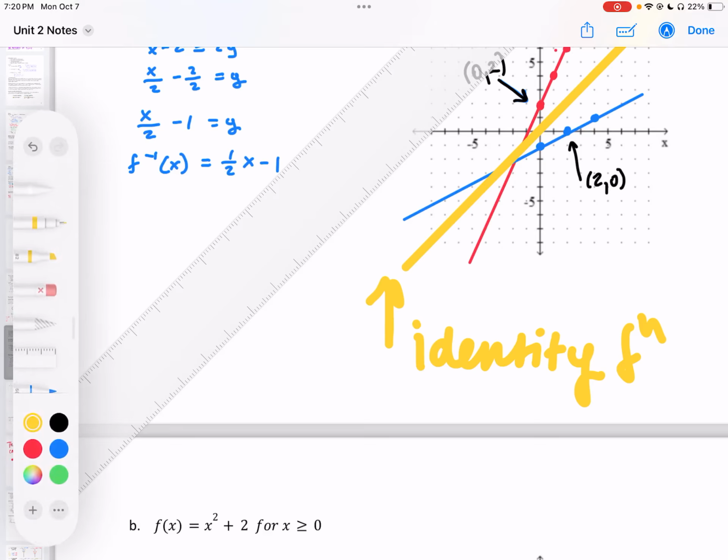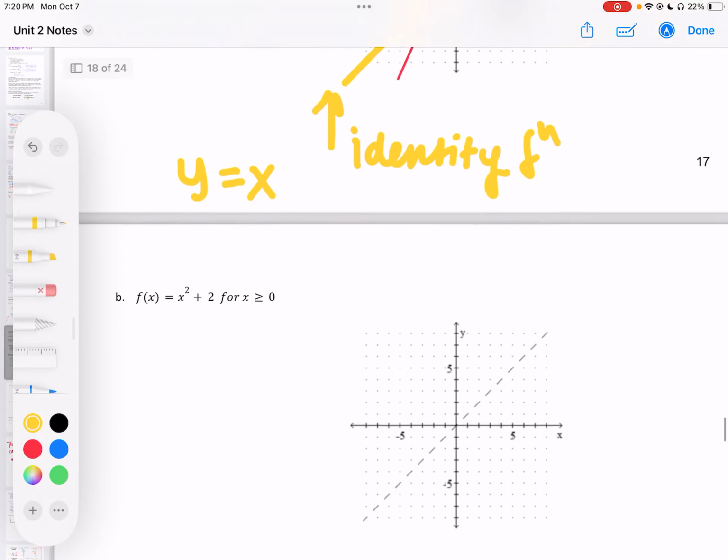Every single inverse is going to reflect over the identity function. It is y equals x. So when x is 1, y is 1. When x is 5, y is 5, and so forth. Okay? Let's do the next one.